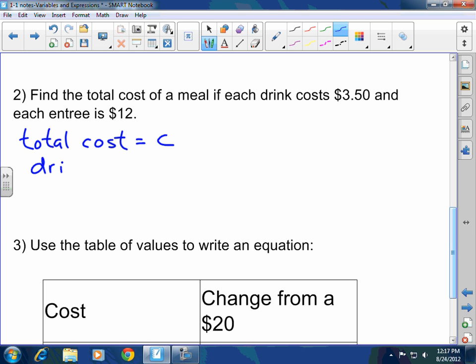So I'm going to call drinks, what do you think I'm going to call drinks? D. What do you think I'm going to call entrees? E. It's not because I'm so smart. It's just because I like to be simple, actually. Okay, does that make sense so far? So, who can tell me what the total cost here will be, gentlemen?